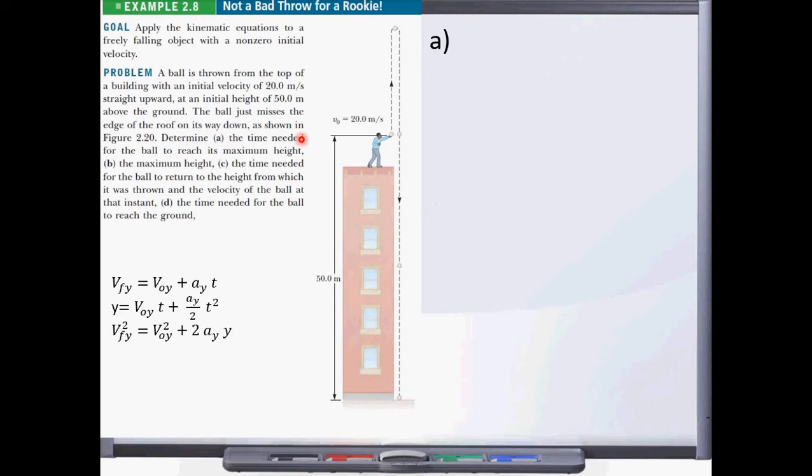Determine the time needed for the ball to reach its maximum height, that one. The time needed for the ball to return to the height from which it was thrown, and the velocity of the ball at that instant. That is, when you throw the ball and then it goes down again to this moment. And the time needed for the ball to reach the ground over here. Okay, let's start.